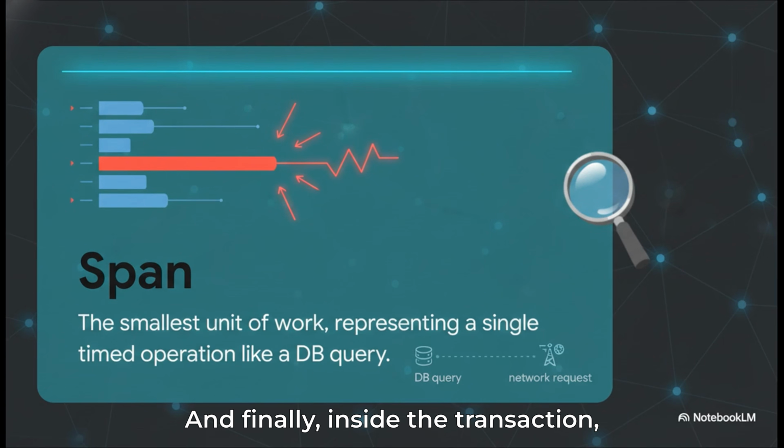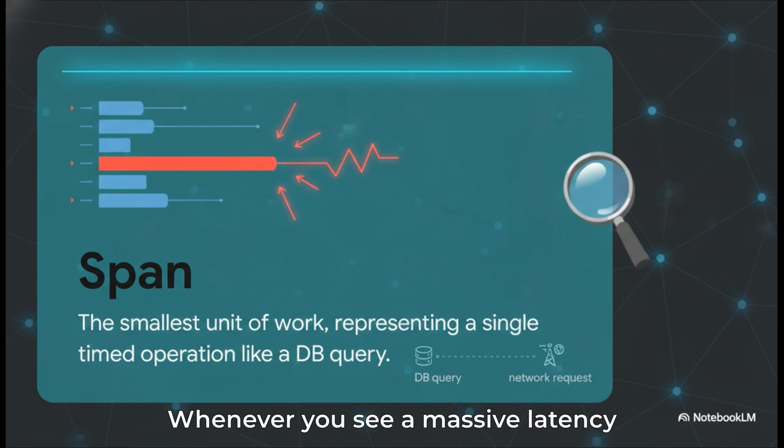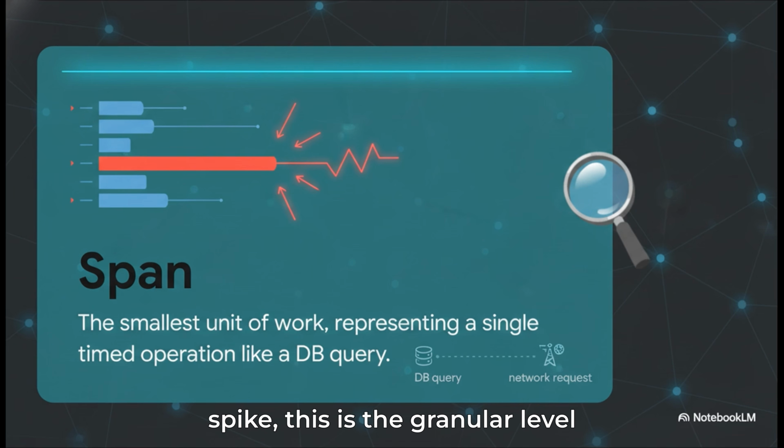And finally, inside the transaction, you'll find the span. The span is our smallest clue. It represents a single, discrete, timed operation. We're talking an individual database query, a file operation, or a network request. Whenever you see a massive latency spike, this is the granular level where the culprit is usually hiding out.